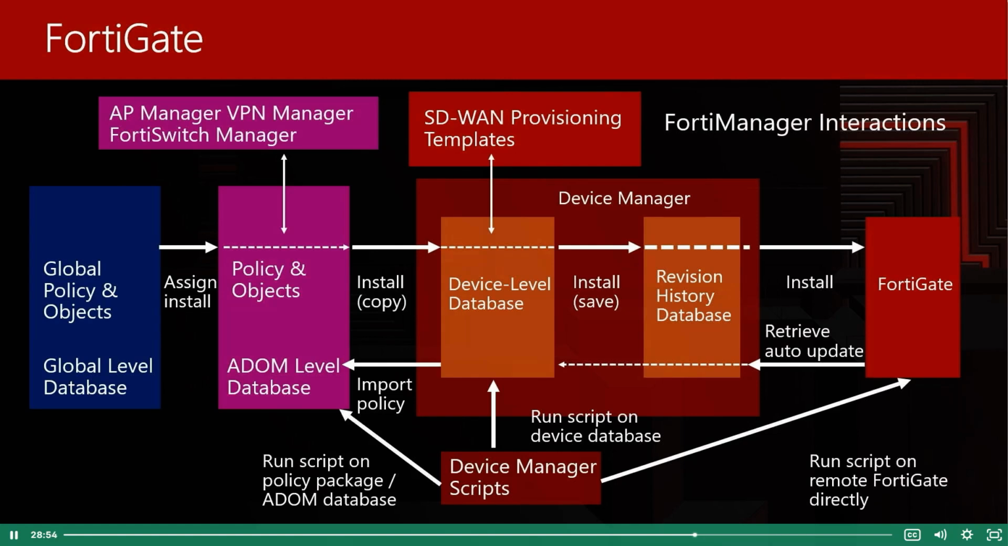So if you write it over on the policy and objects on the ADOM, it pushes it down to the device manager. And then from the device manager, you push it to the FortiGate, just like you would a normal install. If you write it over on the device manager, then it's pushed to the FortiGate, just like a normal install. And then you have the ability to write it directly to the FortiGate. And if you do, then the FortiManager will get an auto update from the FortiGate that this has been done.